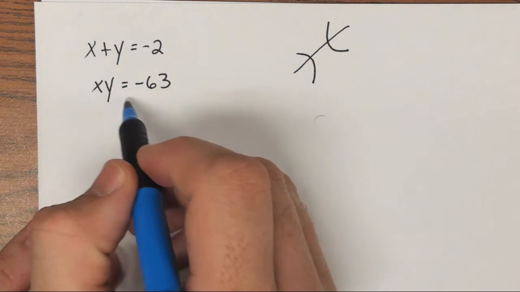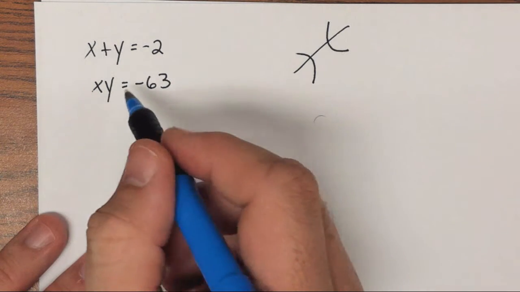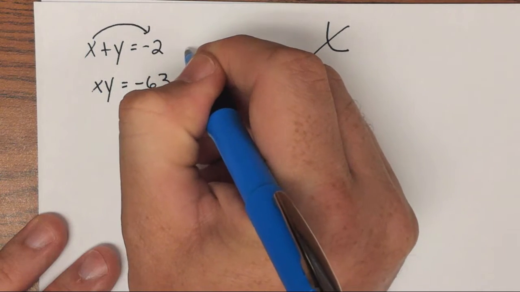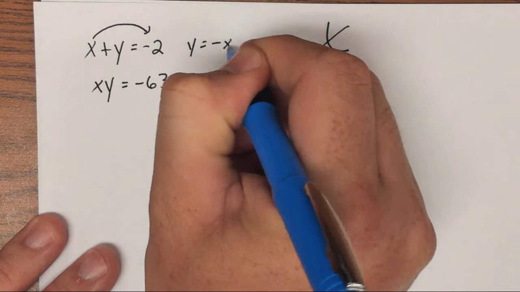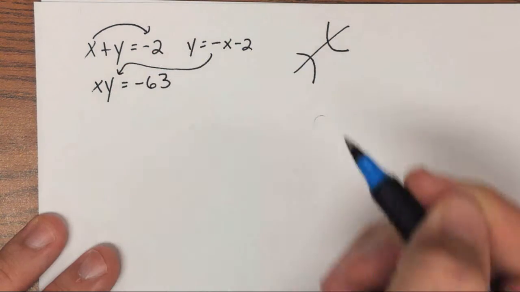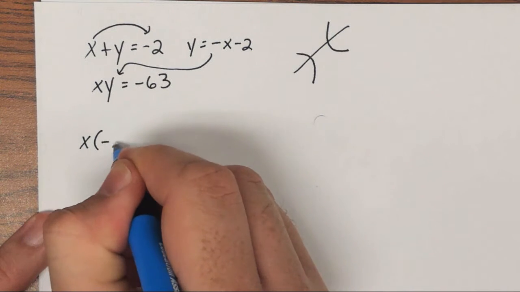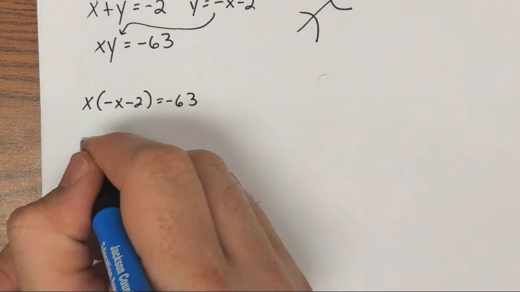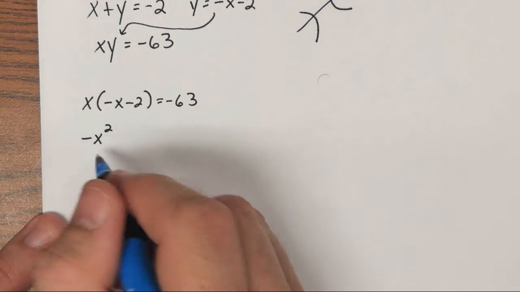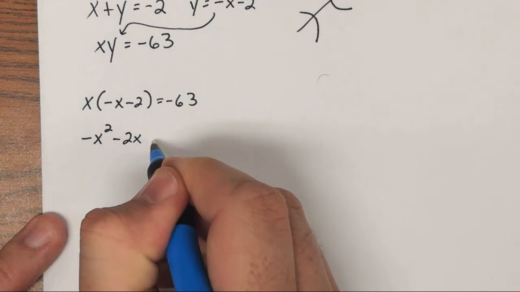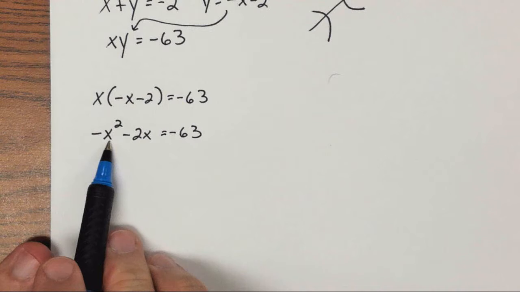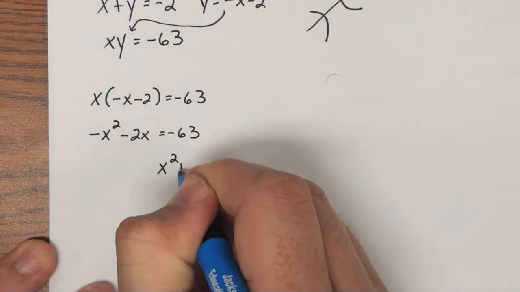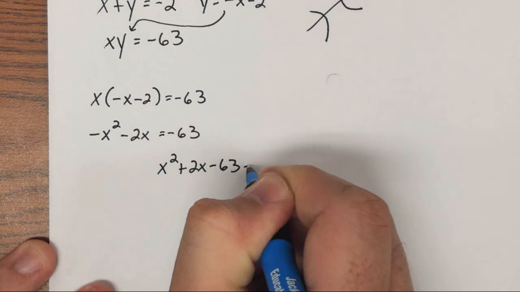Not too bad. Solve for either x or y, plug it into the other one. We'll solve the first one for x. Move this over. You get y equals negative x minus 2. Plug it in for y. So you get x times negative x minus 2 equals negative 63, which would be negative x squared minus 2x equals negative 63. I don't like dealing with negative x squared, so just move it to the right side. That gives me x squared plus 2x minus 63 equals 0.